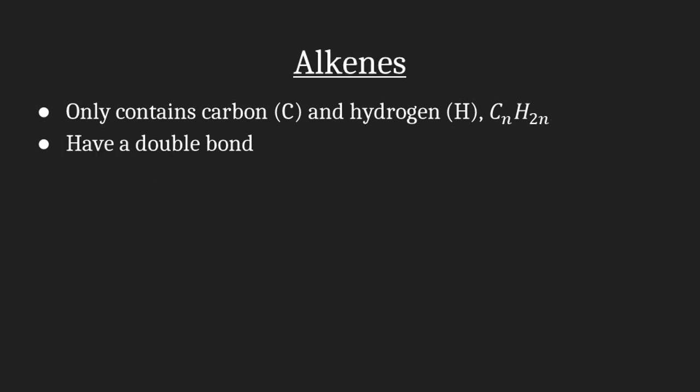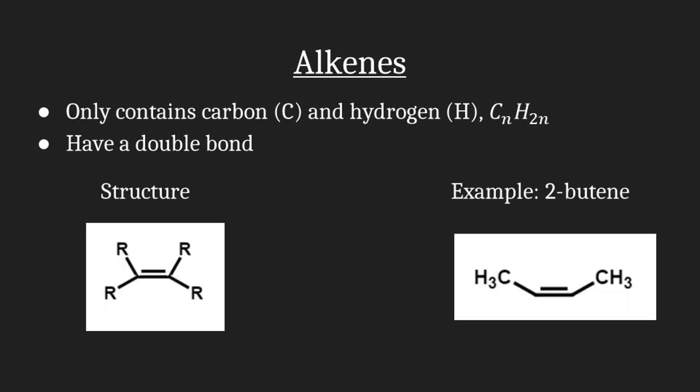The next functional group are the alkenes. They also only have carbon and hydrogen, but they have a double bond in addition to single bonds, as can be seen in the structure. Since they now have a double bond, the formula for the amount of hydrogens is that the amount of hydrogens is equal to twice the amount of carbons. And a good example of this is 2-butene.